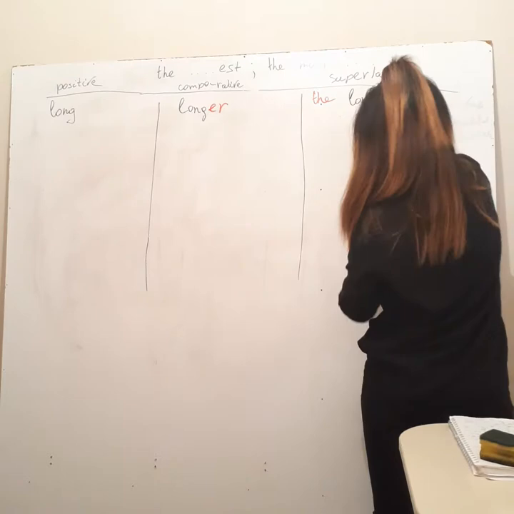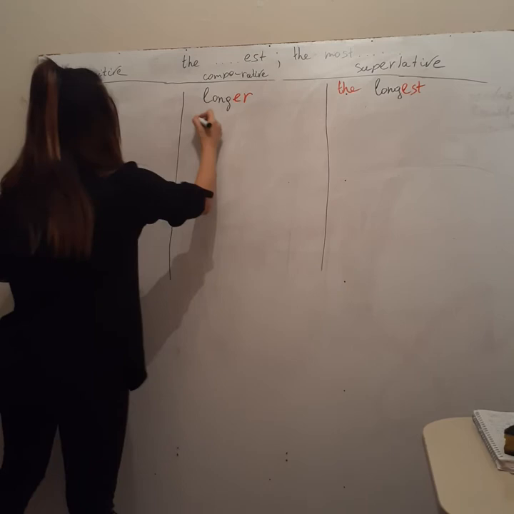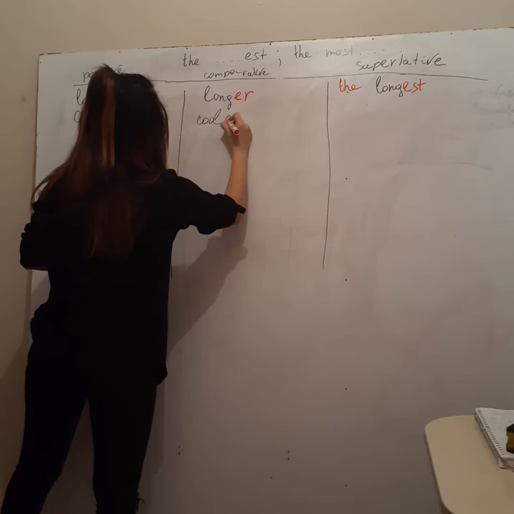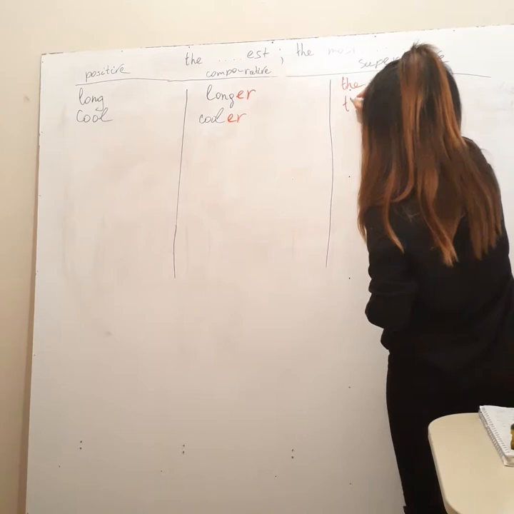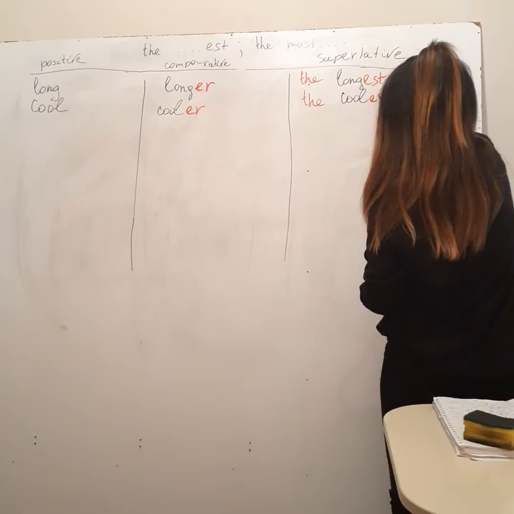Okay, long. And cool, we only must add -er here, cooler, the comparative of cool. And the superlative is like this, the coolest. I only added here -est. Okay.